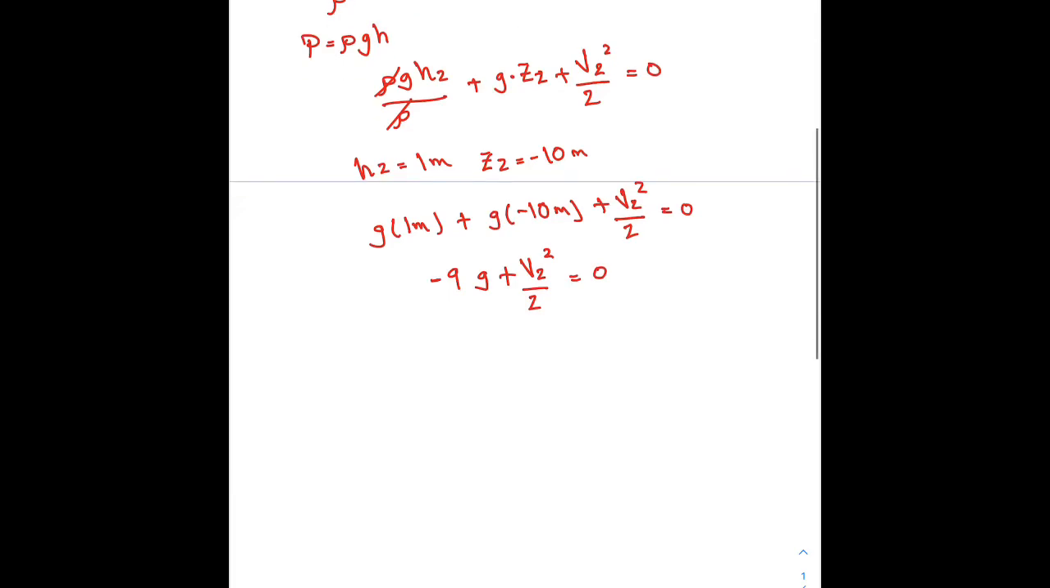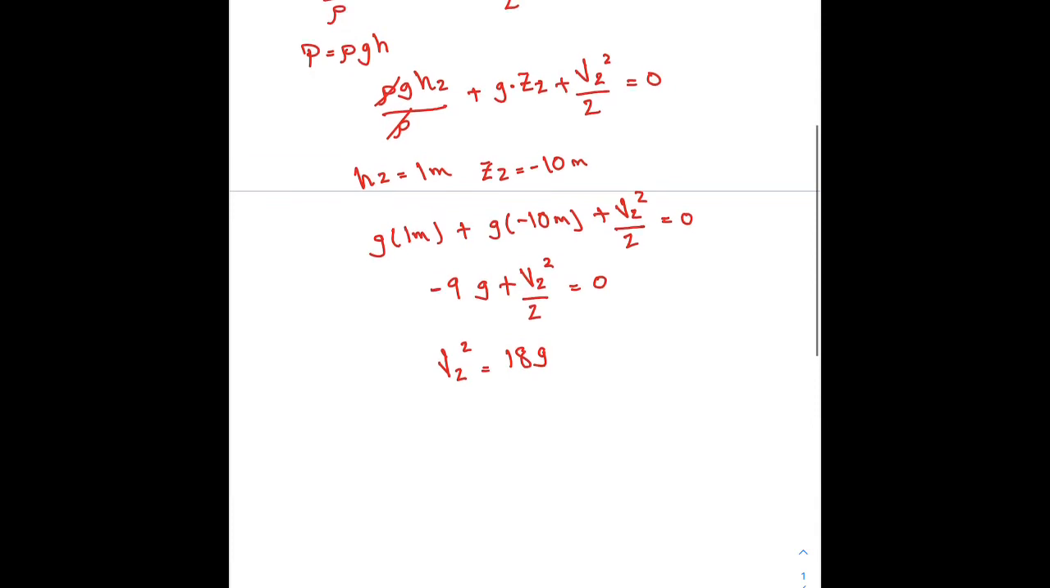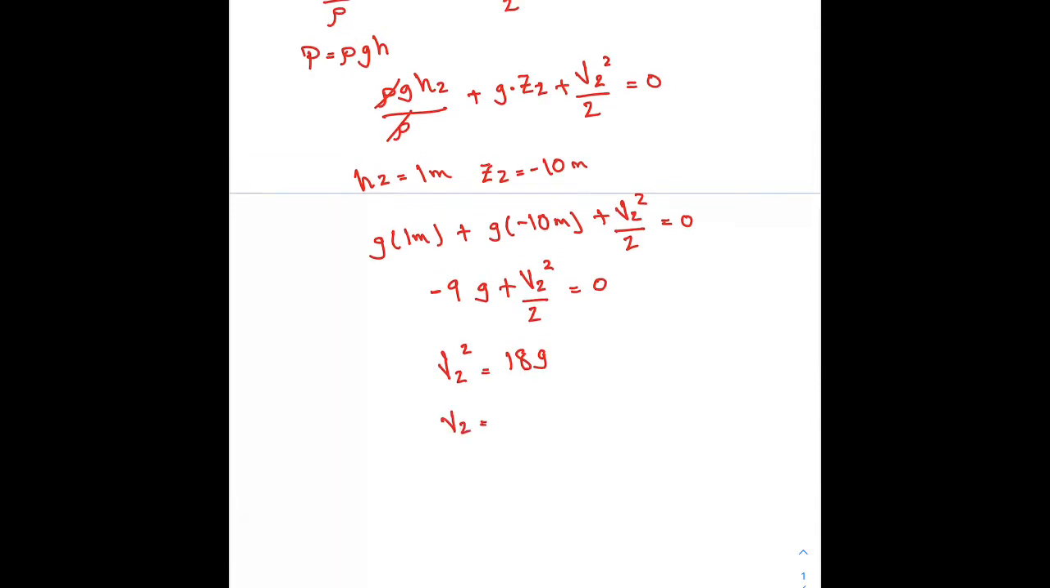And from here, we can solve for the velocity at 2. V2 squared equals 18G, by multiplying the 2 and adding the 9G over. And so the velocity will be the square root of 18G meters per second.